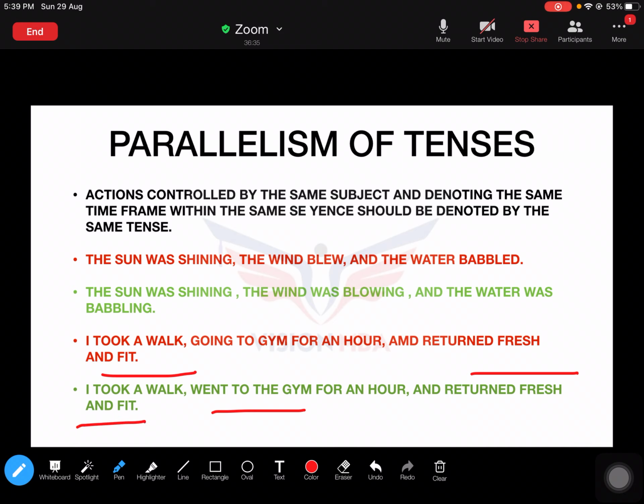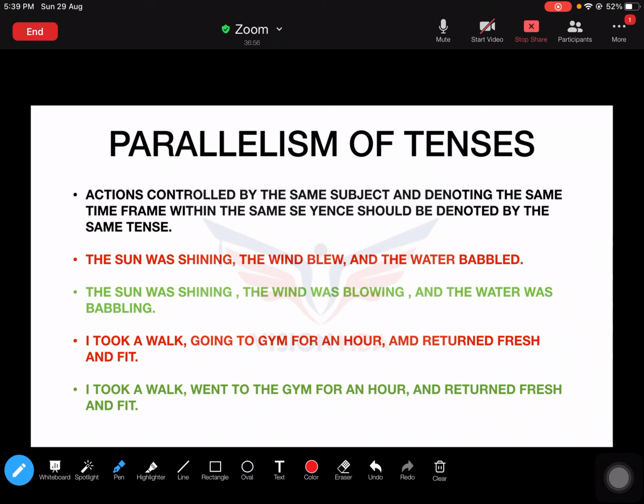I hope you guys are getting it. I took a walk going to gym. Here is where the sentence went wrong, because it's showing continuity, going to gym. I'm going to gym is present continuous. But all of the other actions are in the past. So I hope you guys are getting it.